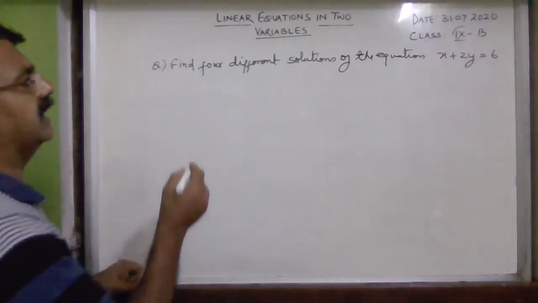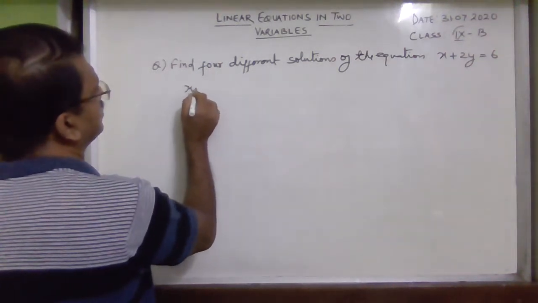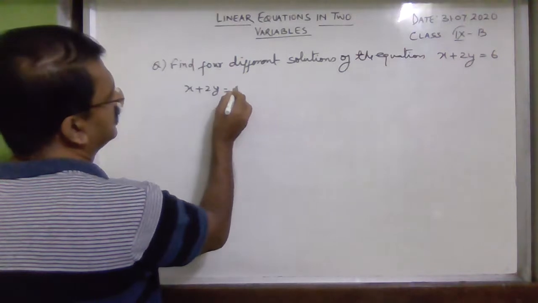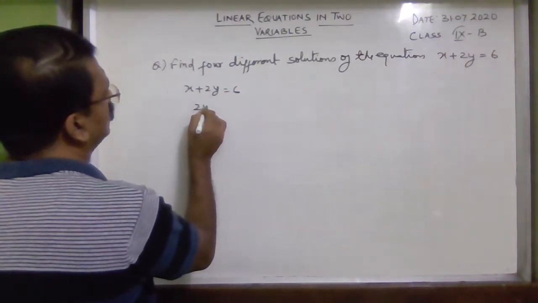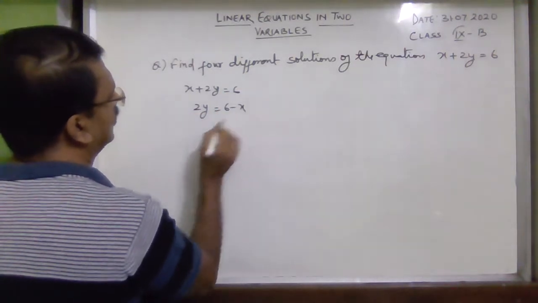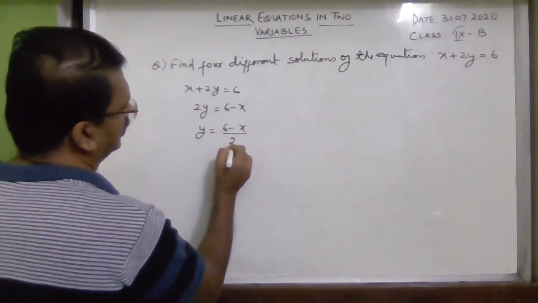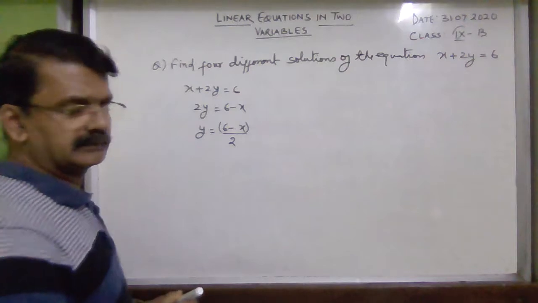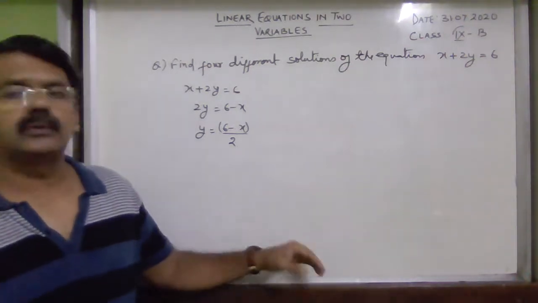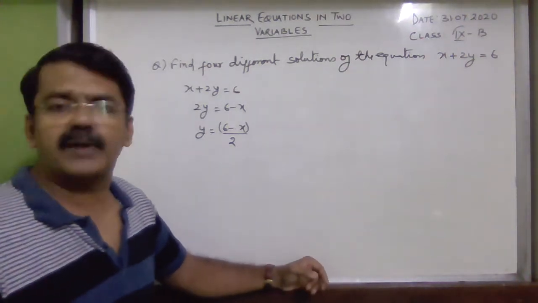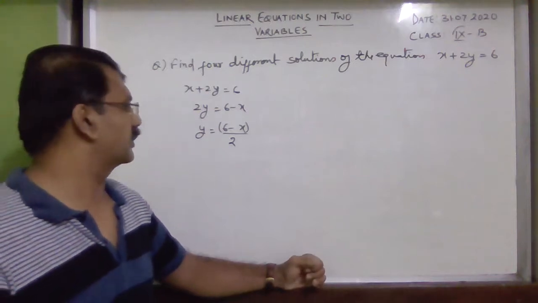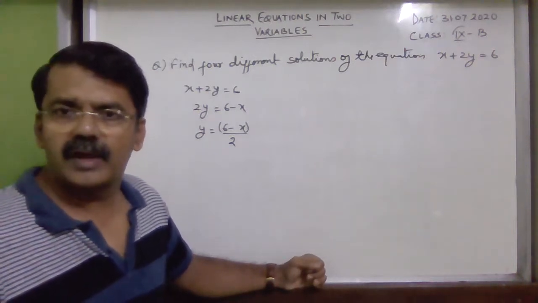Now the equation that they have given is x plus 2y is equal to 6, or you can say 2y is equal to 6 minus x. So you can say y is equal to 6 minus x upon 2. Now you see, once again, as I told you, we can put infinite values of x, and correspondingly we will get infinite values of y.